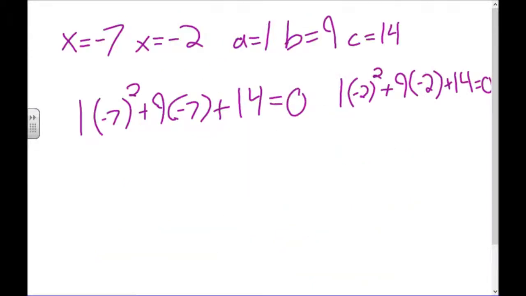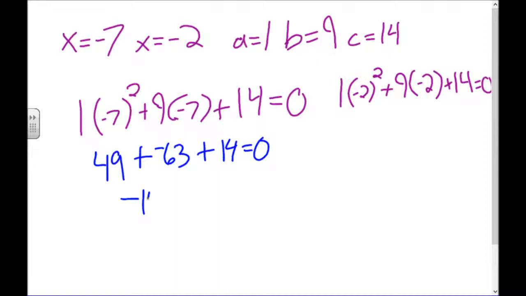This is the equation that we used before to check the other one, so we're just going to go through and simplify this. So it's 1 times -7 is -7. -7 squared is 49. Plus 9 times -7 is -63. Plus 14 equals 0. 49 plus -63 is -14. Plus 14 equals 0, and then -14 plus 14 is 0.